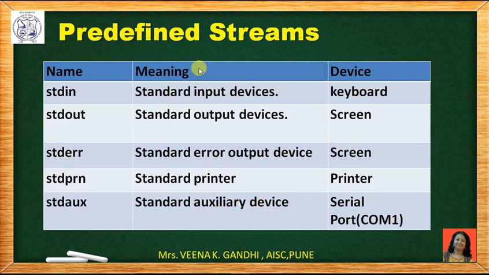Now C language provides these 5 predefined streams: stdin, that is standard input device, keyboard; stdout, standard output device, that is screen; stderr, standard error output device, that is screen; stdprn, standard printer device, that is printer; stdaux, standard auxiliary device, that is serial port COM1. These streams act as an intermediate between the IO device and our C program.